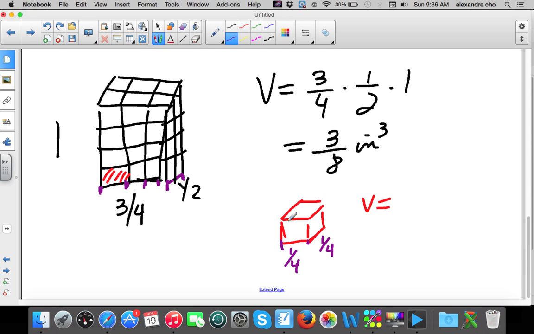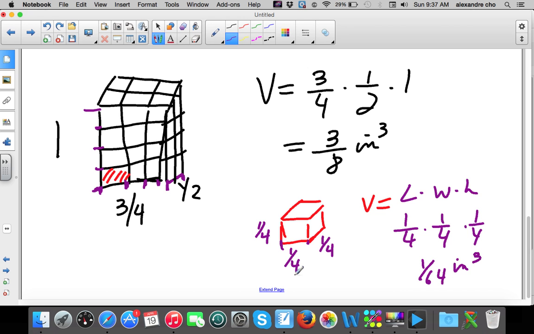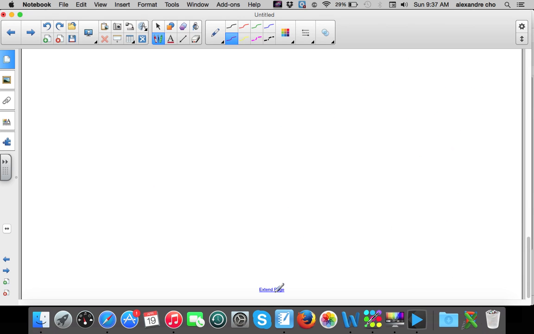Hopefully you see a pattern here. And the height, 1 inch total from bottom all the way to top. That's 1 inch, but divided by 4, you get 1/4. It's a cube, so you should have known that a cube has edges that measure the same: length, width, and height. Once you found one, all the others were the same. Gives you 1/64 inches cubed. Okay.